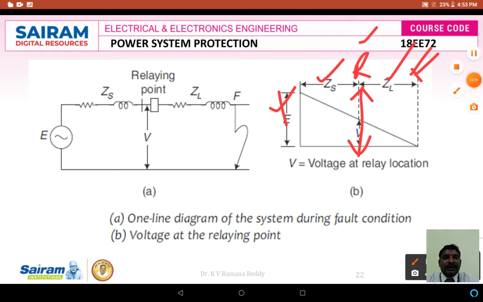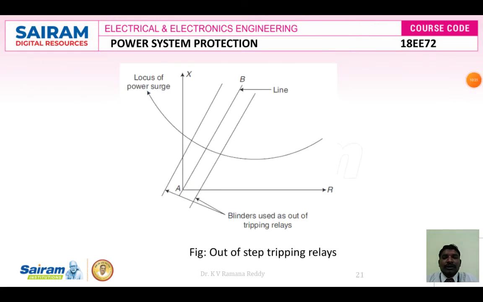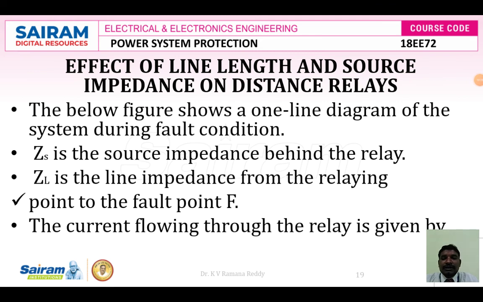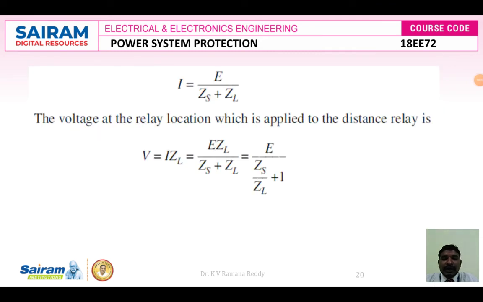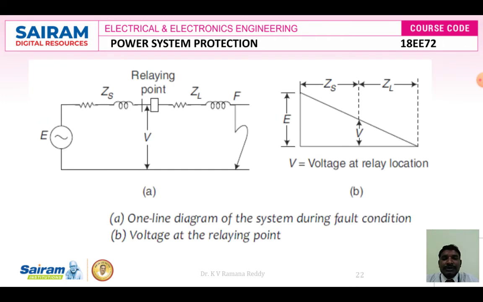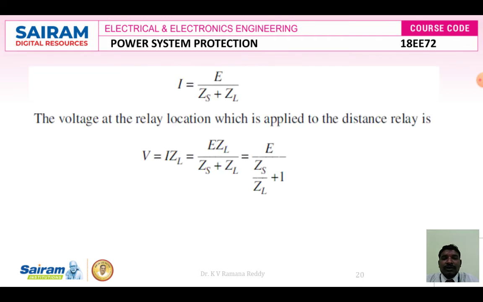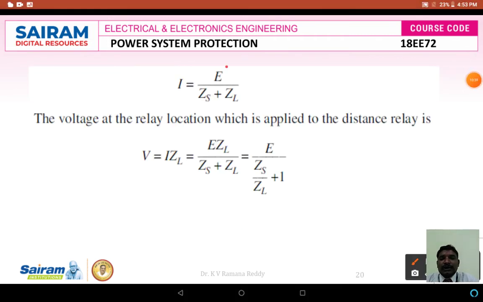So with respect to this diagram, now I am going to show that the current which is flowing in this single line diagram, the amount of the current which is flowing in the figure here, that is I is equal to its source voltage E divided by the overall impedance of the transmission line, that is ZS plus ZL. Then what about the relay location voltage?